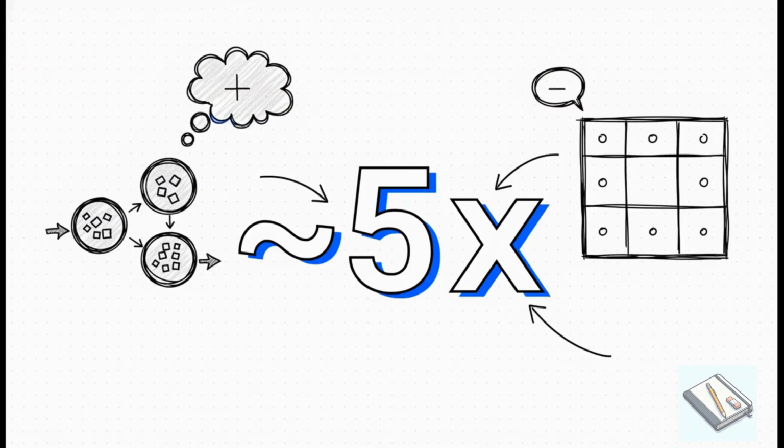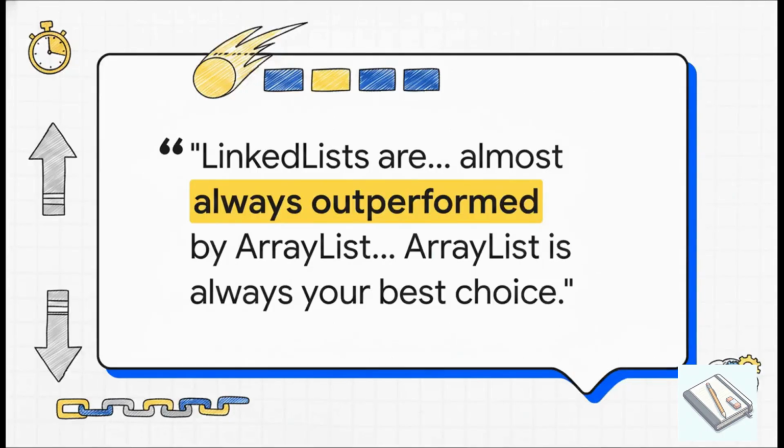But it's not just about speed, it's also about memory. For a list with 1,000 elements, a linked list can gobble up nearly 5 times more memory than an array list. And that's because every single element in that linked list needs extra storage space for those next and previous pointers. And hey, don't just take my word for it. The experts at Oracle's own dev.java website put it very bluntly. Linked lists are almost always outperformed by ArrayList. Unless you have a very, very specific use case, ArrayList is simply the better choice for performance and for memory.